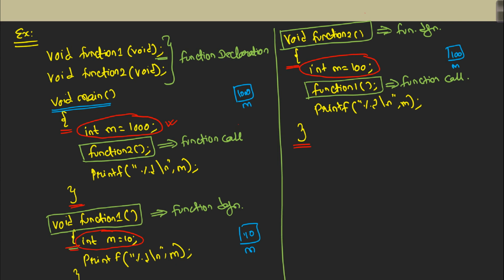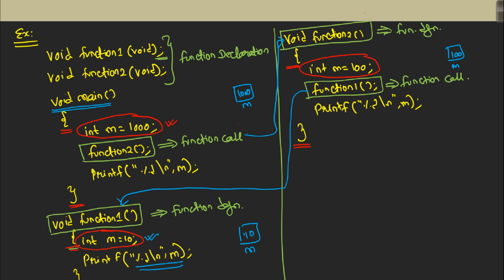Okay, so now you are telling that m equal to 1000 and you are calling function 2. So the control will be transferred over here, and here you are entering into this and you are telling int m equal to 100. Okay, and then you are calling function 1. So the control will be moving from that place to this place. You are calling function 1, so the control will be coming over here, and you are telling int m equal to 10, and then you are printing m.